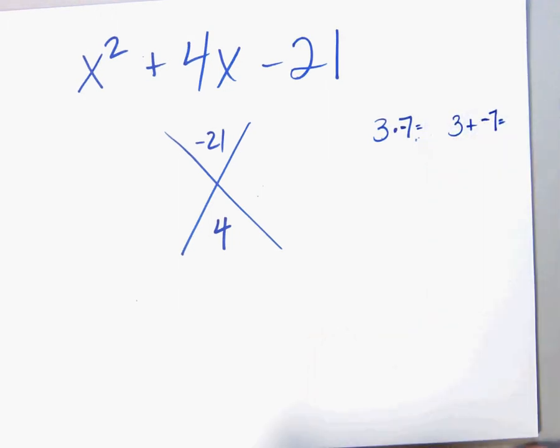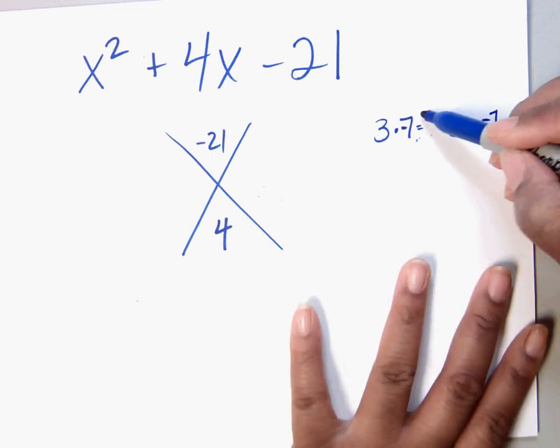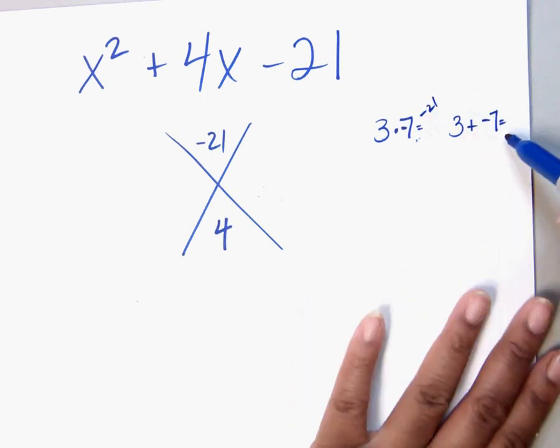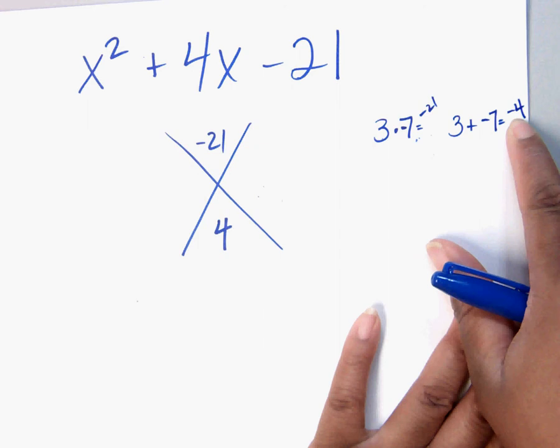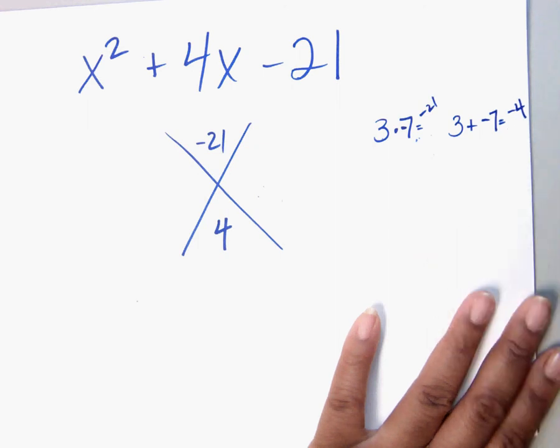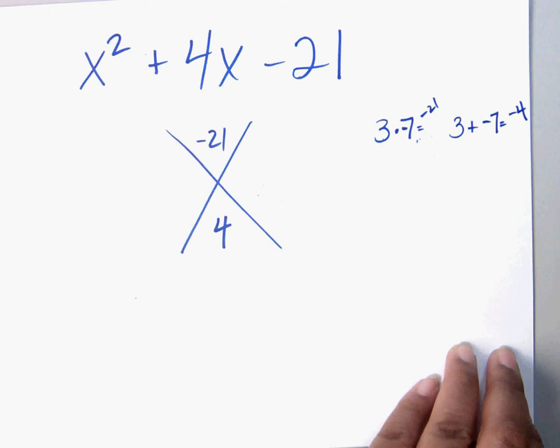Okay, we're trying to figure out the two numbers. Is this right? No. Why not? This gives me negative 21, but then that gives me... How do you know which one is going to give you positive 4 or negative 4? How can you tell? The bigger number gives you a negative answer when you're adding. I'll talk about that in a minute. That's a good question, Crystal.